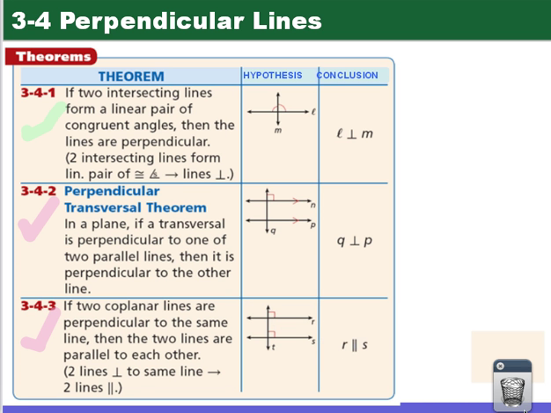Yes, Ms. Briscoe. So in the first one, if those angles are congruent, what does that mean their measures would have to be? Well, they form a straight angle or linear pair, so they have to be 90 degrees each. Oh, so that's why they're perpendicular. Yes, because perpendicular angles by definition are 90 degrees. Okay, thank you. You're welcome.